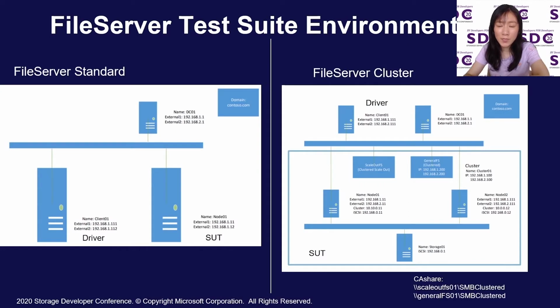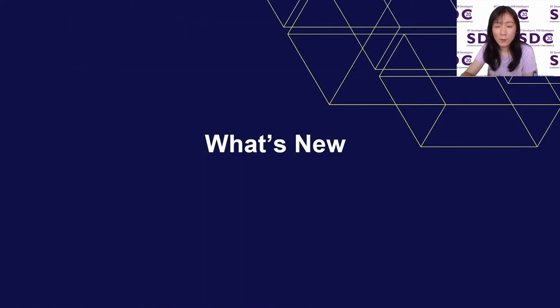Here are 2 typical test environments for our FileServer Test Suite. The first one is FileServer Standard. It has a test driver and a SUT. It can either be a workgroup or domain environment. The second one is FileServer Cluster. It has 2 nodes to test against the failover scenario. We also expose CHS for testing. For our IO Lab participants, we have provided several test environments on Azure for your testing, so please feel free to contact us. Now, my team member Huiren will introduce you what's new for this time's September release.